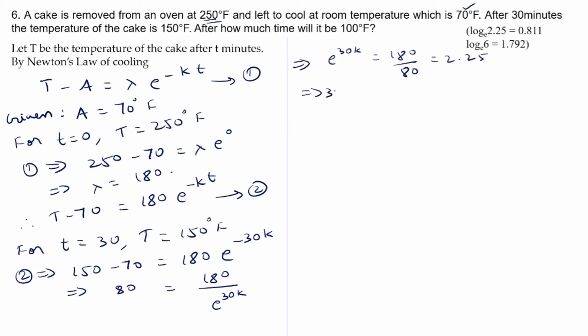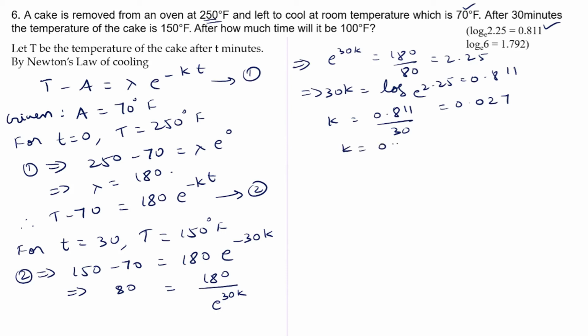If we take log on both sides, we get 30k as log 2.25 to the base e. The value is given here. It is 0.811. Therefore, k equal to 0.811 divided by 30. This when we divide it is 0.027. So we get k as 0.027. Let us mark this as 3.